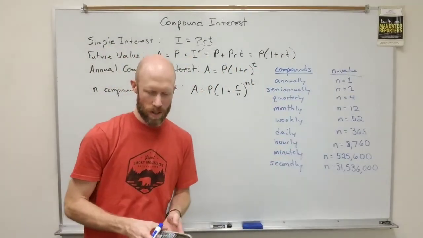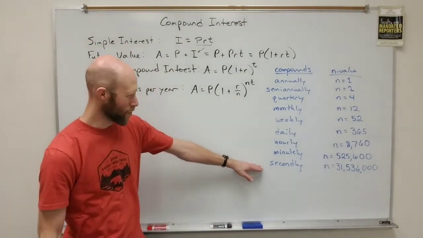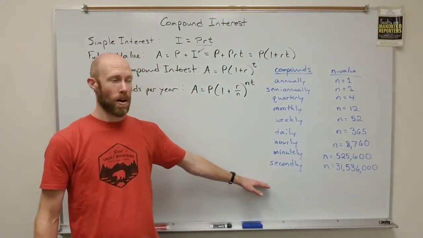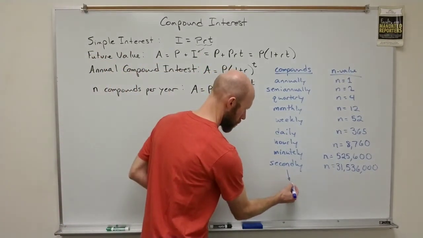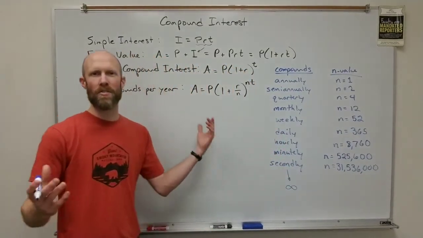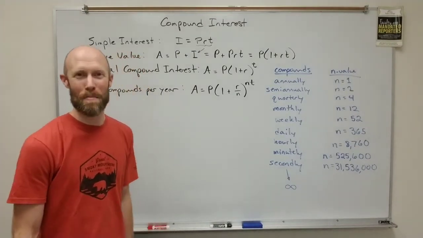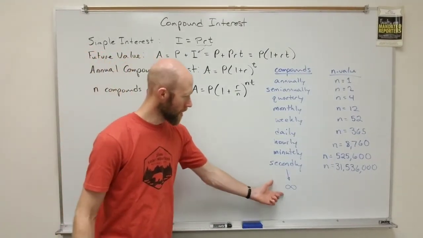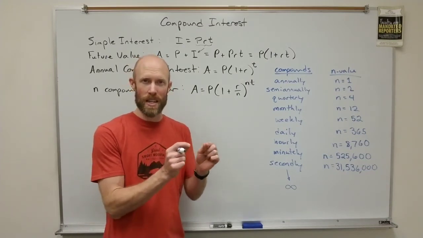You could go tenths of a second, or nanoseconds. You could really get this small. Ultimately, let's say you approached infinity. You wanted an infinite number of compounds every moment, we'll call it momently. I'm making up words here. Every moment of the year, so infinitely dense compoundings.